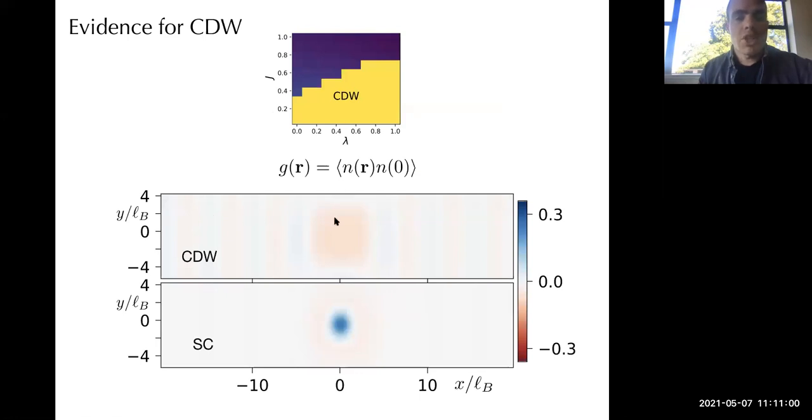Okay, so what's the evidence for the charge density wave? This is, of course, more straightforward to look at. You can either just directly image the density, or if you want to be more sophisticated, we can look at the density-density correlation function, the pair correlation function. So here I'm showing a real space plot of this on the cylinder. The x and y axes are just the x and y axes of the cylinder.